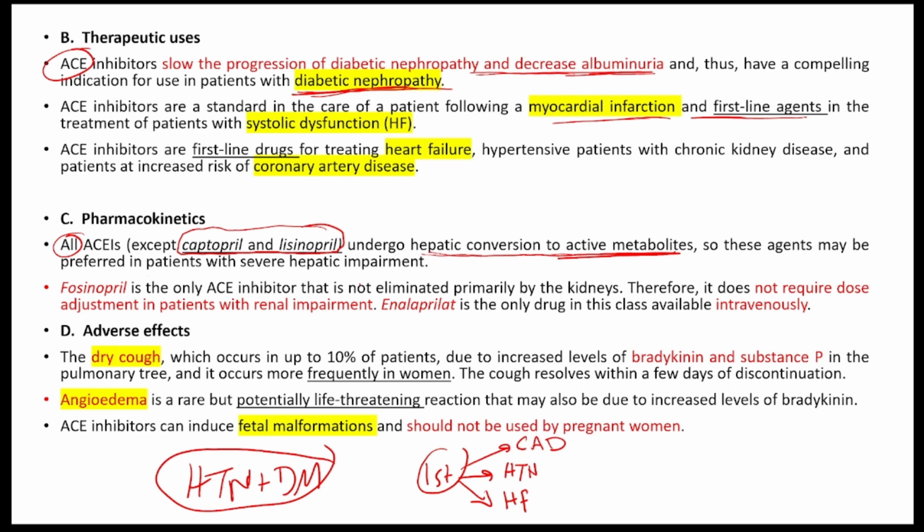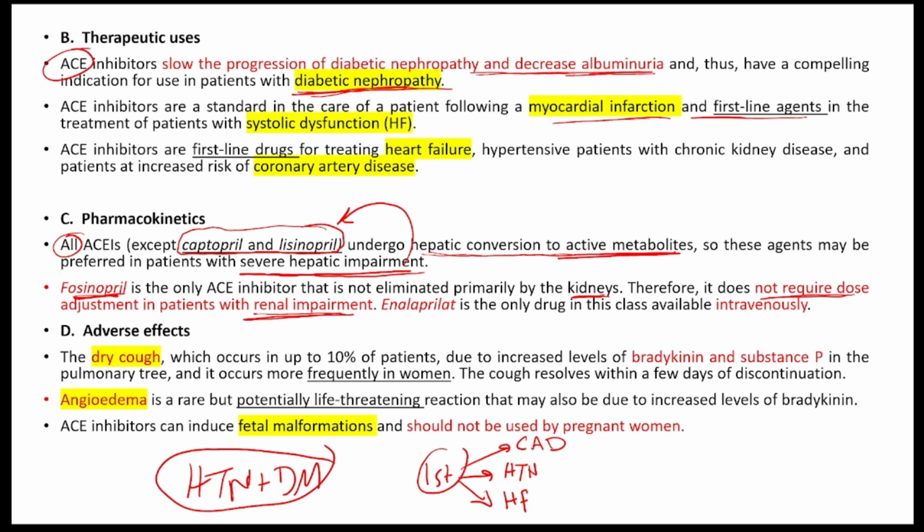So there's a question now: which agent is preferred in patients with severe hepatic impairment? The answer will be captopril and lisinopril. So captopril and lisinopril are the preferred agents in patients with hepatic impairment. We don't prefer other medications from the ACE inhibitors. Fosinopril is not eliminated primarily through the kidneys, so it does not require dose adjustment in patients with renal failure.